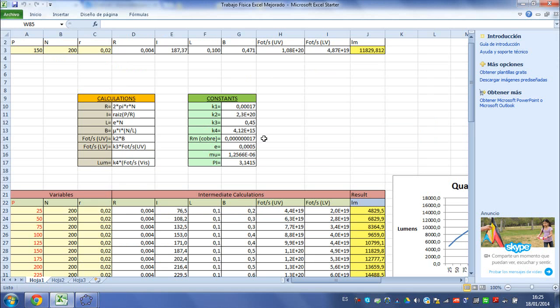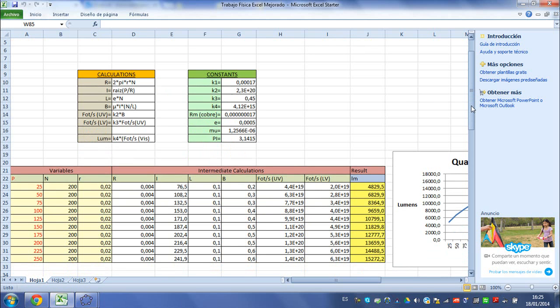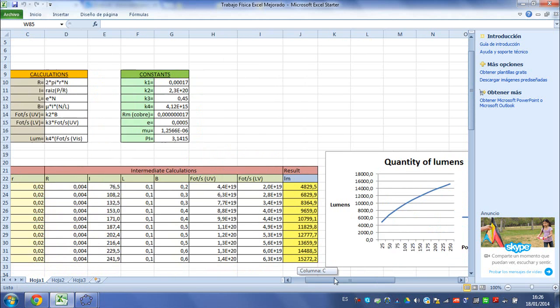So here we've got the Excel, which shows the value of our intermediate calculations and the result of our original problem. This value, in any event, is approximate because I had to round off all the numbers to 2 decimal places. Here we can see the calculations and the constants. And here we've got the study of the first variable, which is the power. It varies from 25 to 250 watts.